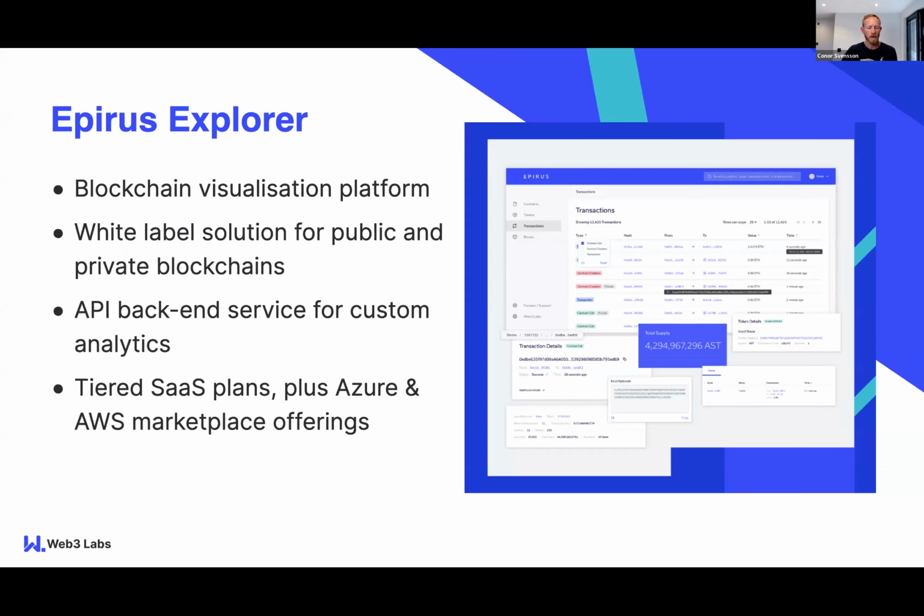SaaS friendly product, insofar as we don't believe in running a single instance that everyone can use. We think in terms of supporting organizations or companies or individuals who want their own block explorer and streamlining that whole process for deployment. I'm going to go into a lot more detail about its actual features and functionality, but it also has things beyond the actual UI, like an API backend service and a number of different deployment options there.